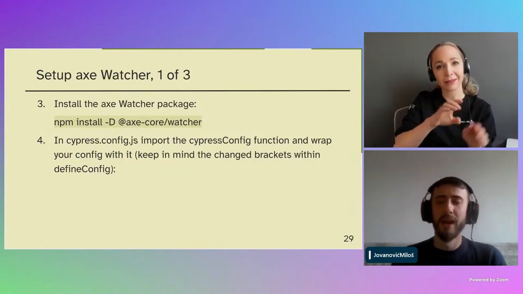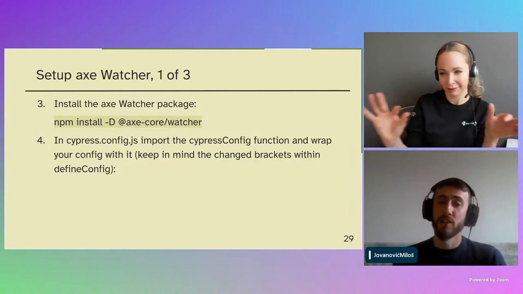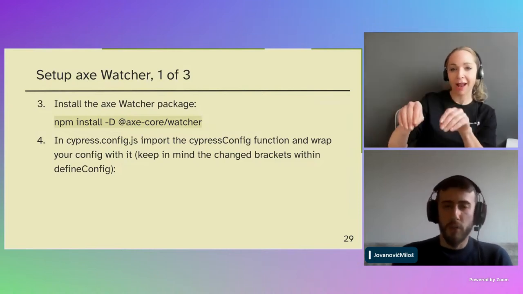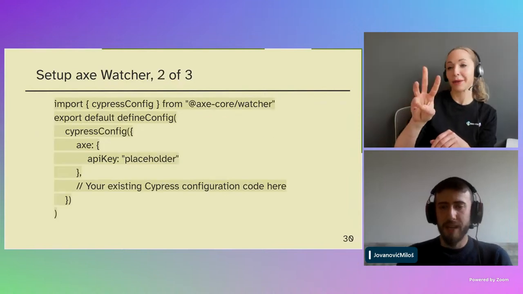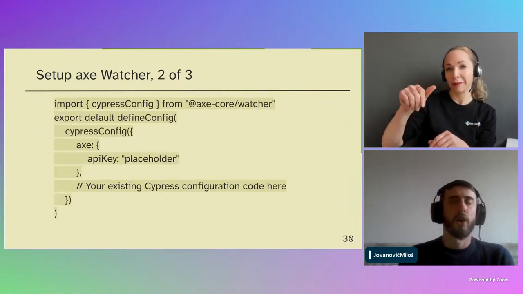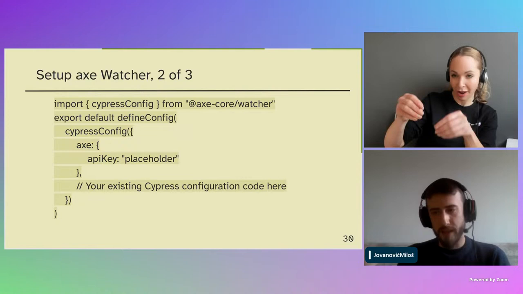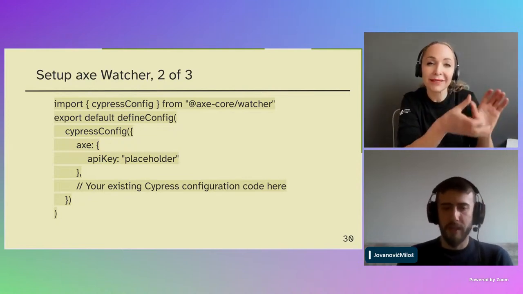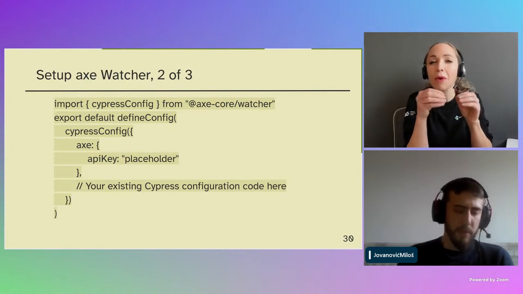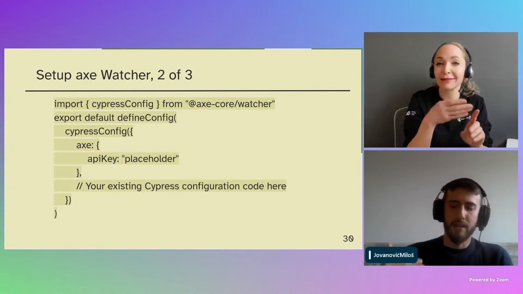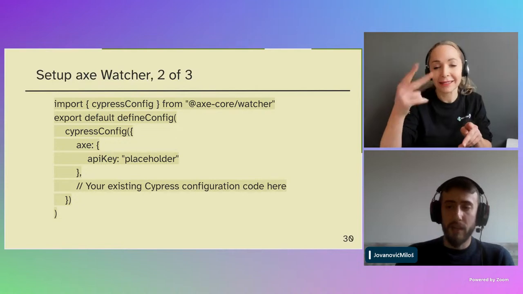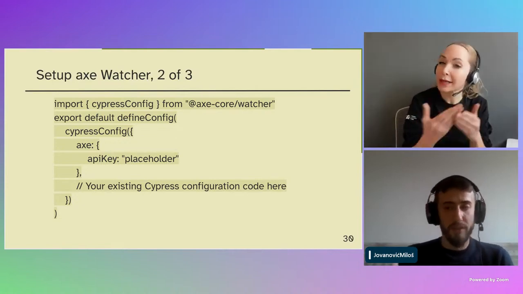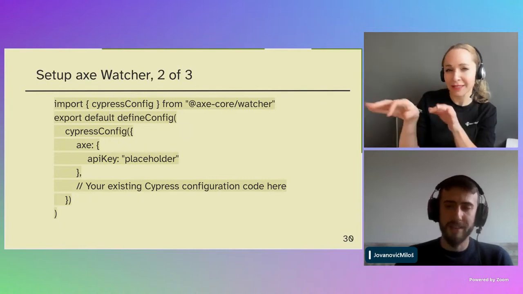Next in the setup is installing the AxeWatcher package. With the AxeWatcher package installed, we need to do a bit of editing of the Cypress configuration. Another one of the under the hood files, a different one than we used with the previous method, but still something fairly simple. And the only necessary thing here is defining the API key so that the code knows where to send the data.